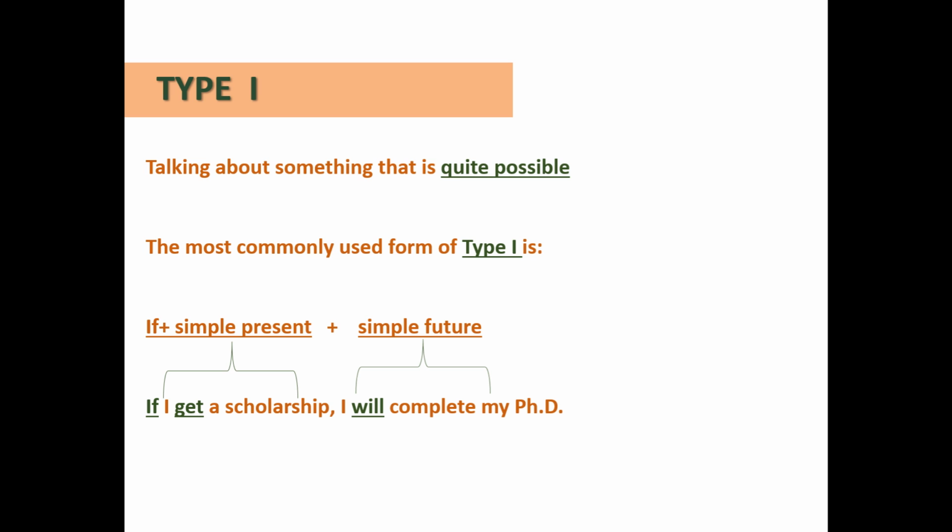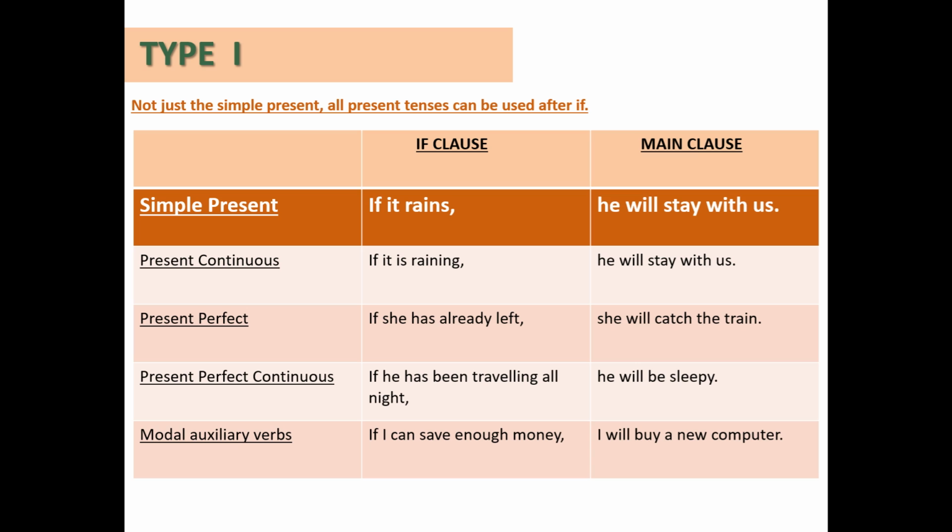But students, as I've told you, in type 1 we use not only present tense but also present continuous, and present perfect continuous can also be used. So let's just see what happens there. Now simple present tense, I have already explained to you: if it rains, he will stay with us. Now present continuous, you see: if it is raining, he will stay with us.